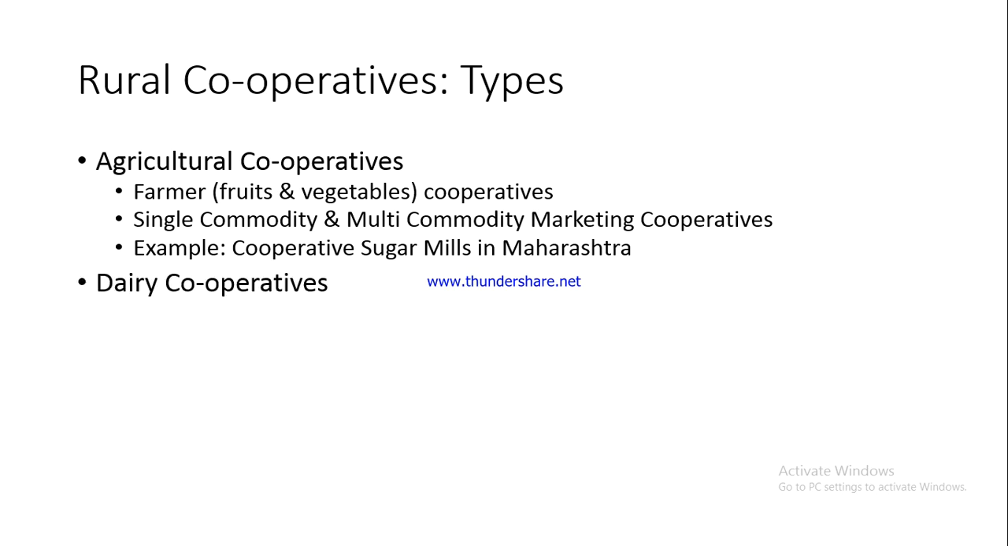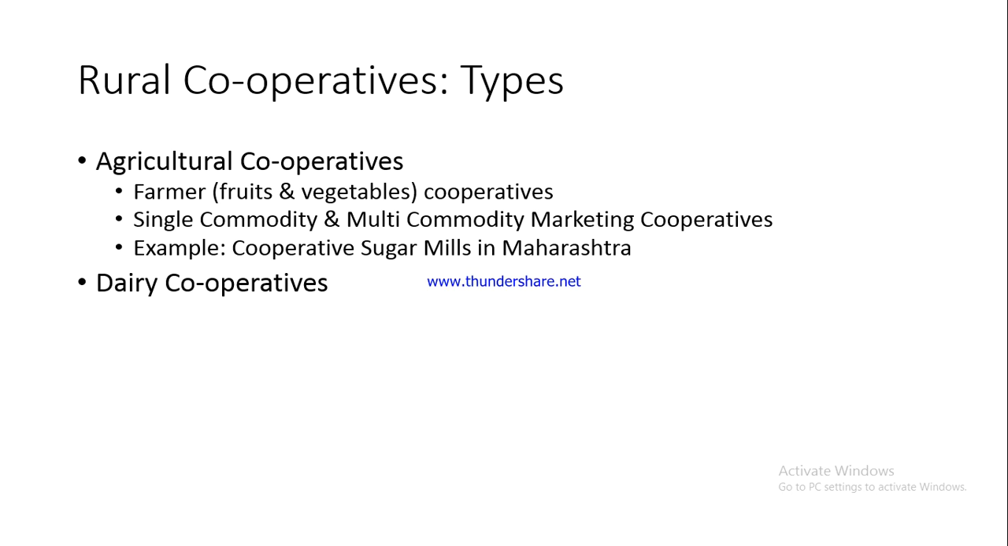Then there are examples of dairy cooperatives. Dairy cooperatives, you can understand, they are only dealing in one commodity, and that particular commodity is the dairy products. Dairy products would include milk and cheese and value-added products like let's say curd or yogurt or products like these. So these are what dairy cooperatives do.